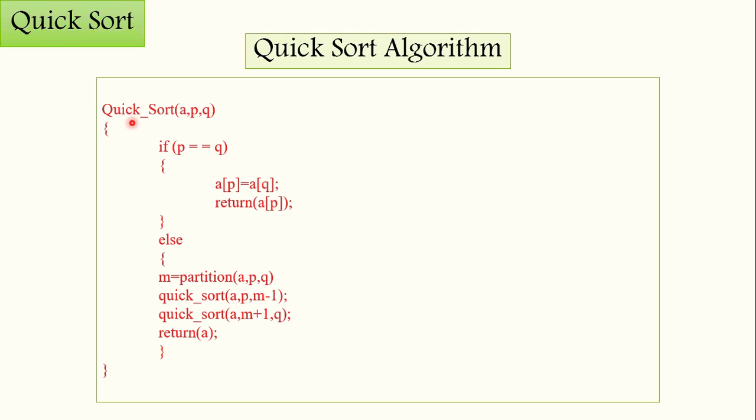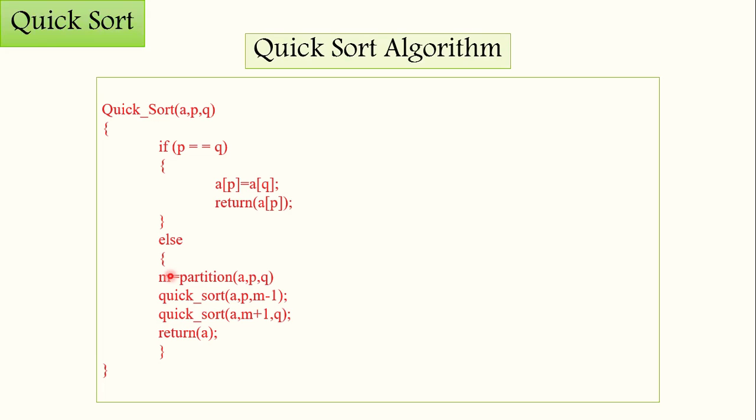Quicksort algorithm, this is your input for quicksort. A is the array. P is the starting index, Q is the ending index. If the small problem is here, then P is equal to Q, meaning only one element in the array, so it returns; no comparison is required. Here it takes big O of 1 time to complete the small problem, and the else part takes the bigger problem.